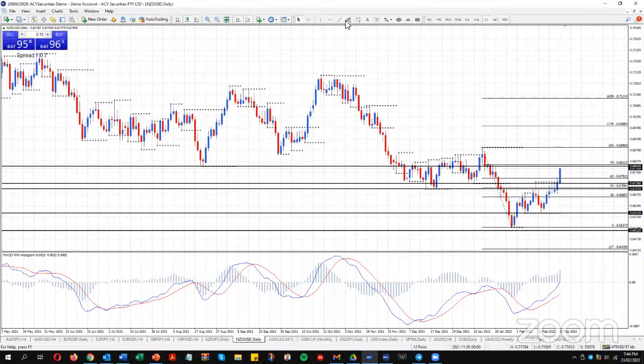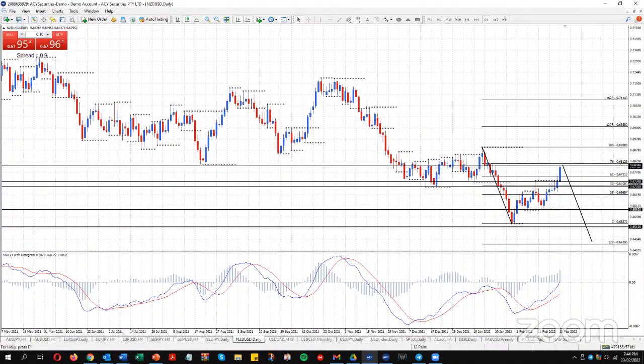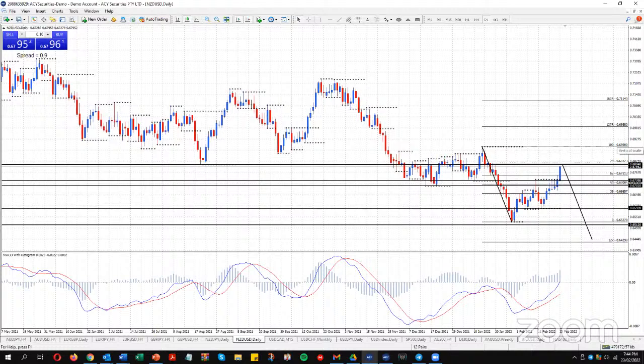So then that leg could get copied down that way. All depends what price wants to do. It all depends over the next few weeks who is in control of the market.